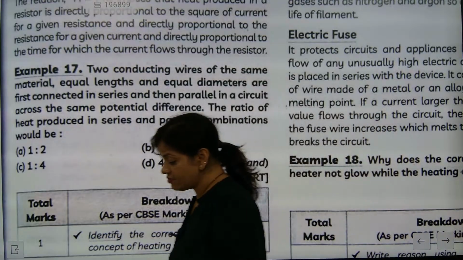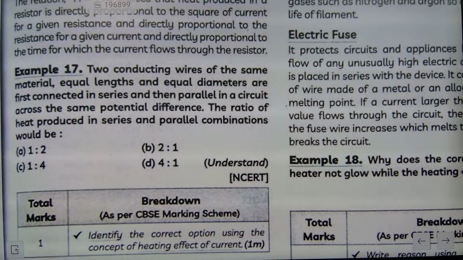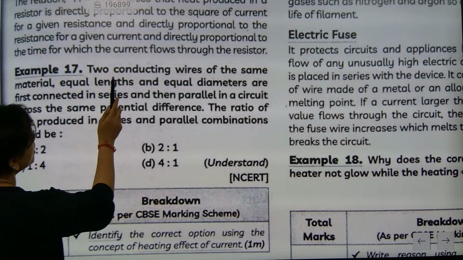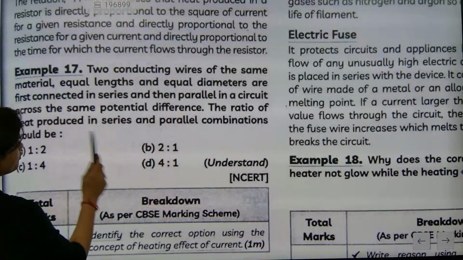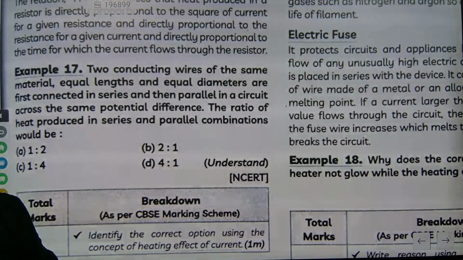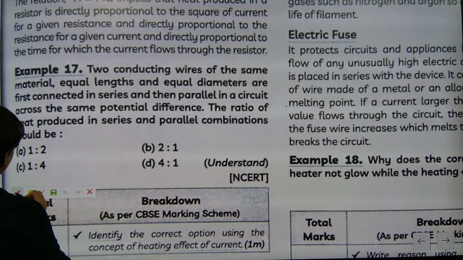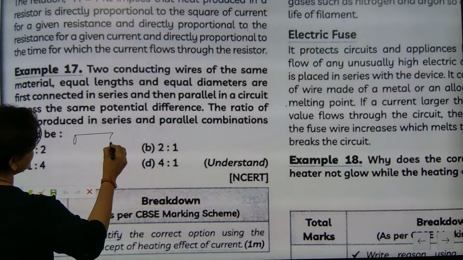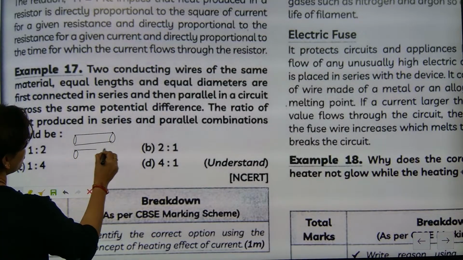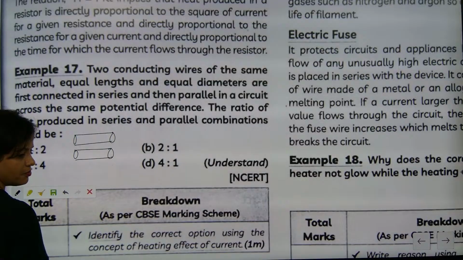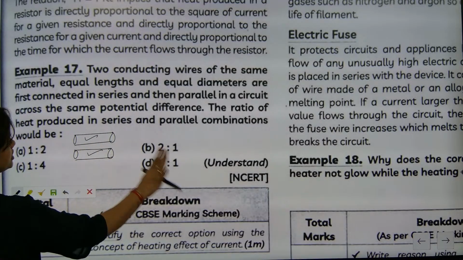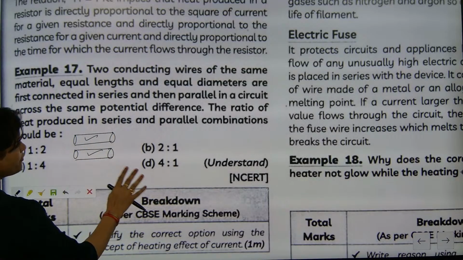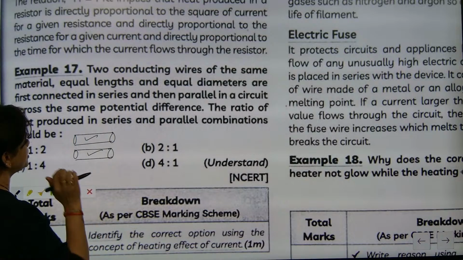Seriously, don't leave this question. Two conducting wires of the same length, same area of cross section, same material, everything the same. The potential difference connected is also the same.